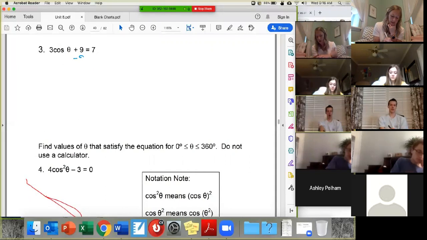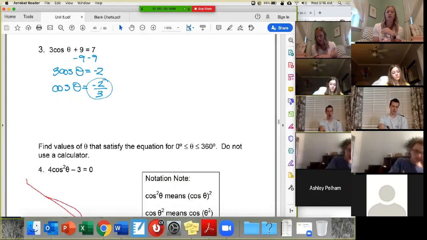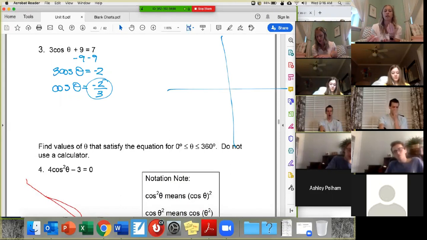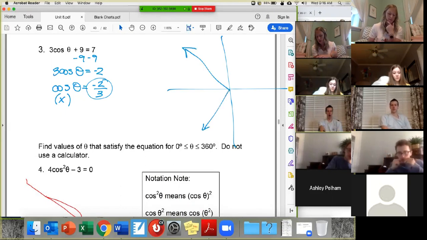We would start by subtracting 9 from both sides and then dividing both sides by 3. So here is where I pause once I get the trig value by itself and say, okay, I've got cosine is what kind of number? Negative. So what 2 quadrants are we going to be looking at? Cosine is associated with what? Cosine is associated with x, which means cosine is negative in 2 and 3.